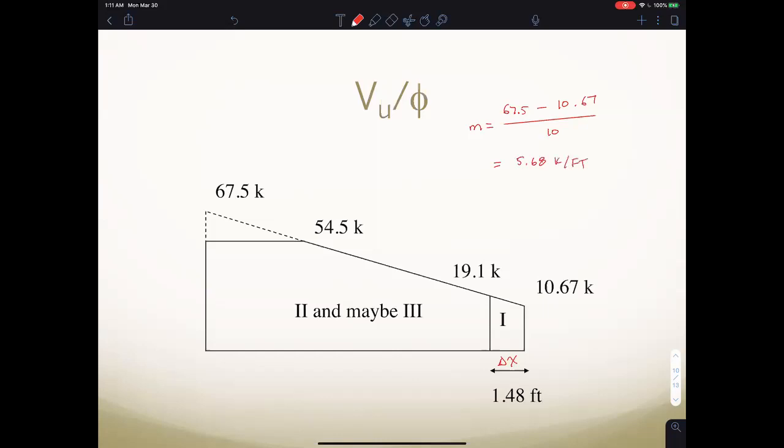That should be the previous slope divided by 0.75. I was too lazy to go back. Okay, and so rise over run is the slope. So the rise is 19.1 minus 10.67. The run is delta x will equal 5.68.